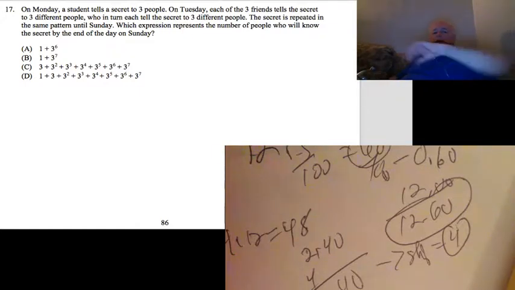On Monday, 1 student tells a secret to 3 other people. On Tuesday, each of those 3 friends tells the secret to 3 different other people, who in turn tell the secret to 3 different people. The secret is repeated in the same pattern until Sunday. Which expression represents the number of people who will know the secret by the end of the day on Sunday?